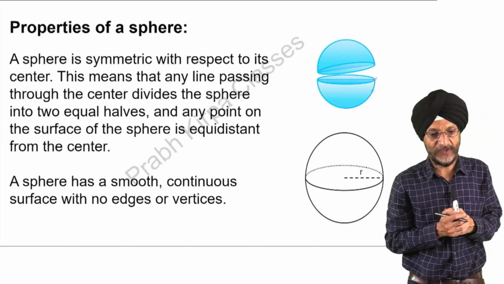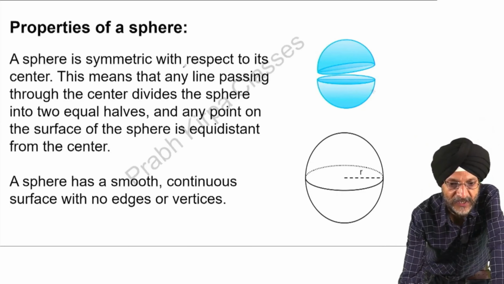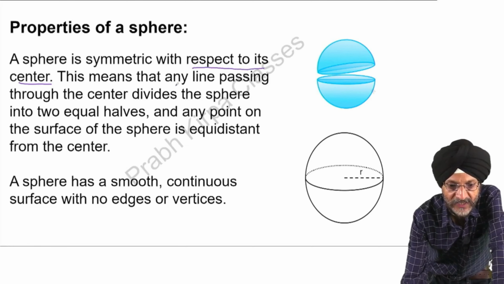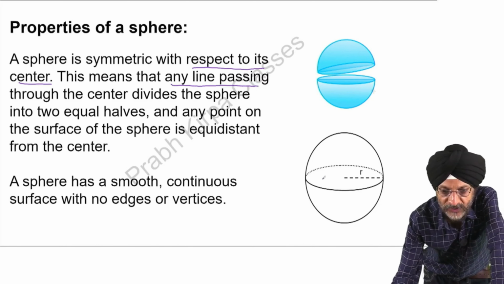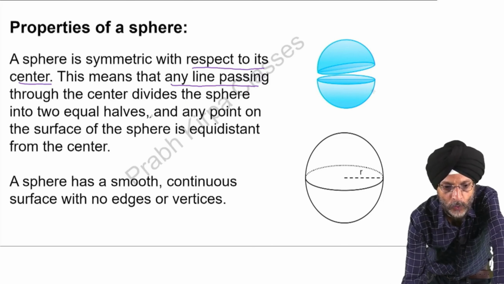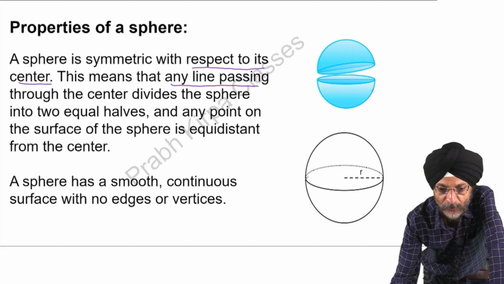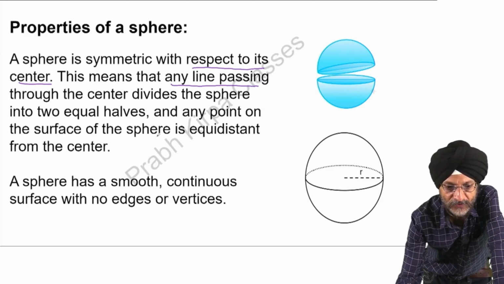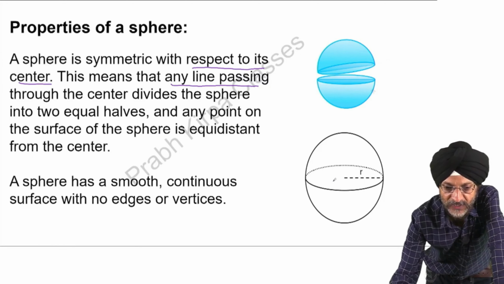Now the properties of a sphere. A sphere is symmetric with respect to its center. It means that any line passing through the center, suppose if a line is passing through here, it divides the sphere into two equal halves. You can see that if we cross a line through the center, it will divide this sphere into two equal halves. You can see here that this sphere has been divided into two equal halves, and any point on the surface of the sphere is equidistant from the center.